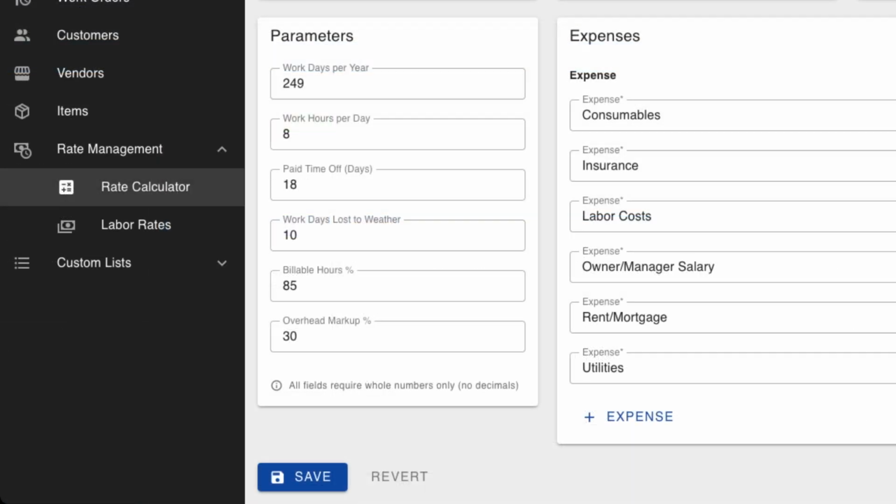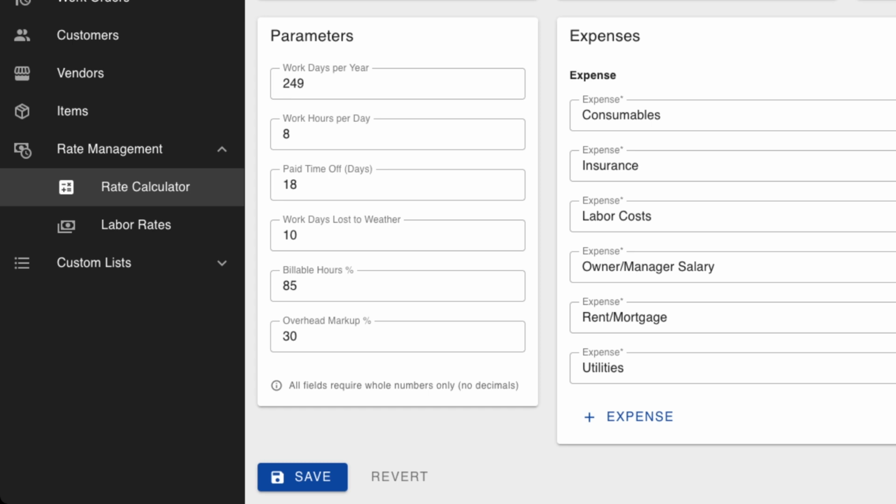Let's start with the parameters that determine your annual work capacity. The default values shown here represent realistic assumptions for most operations. Work days per year is set to 249. Here's how we got there. Start with 365 days, subtract 104 weekend days if you don't work weekends, subtract 11 federal holidays, and you're down to 250 days. We use 249 to be conservative for Presidential Inauguration Day every 4 years.